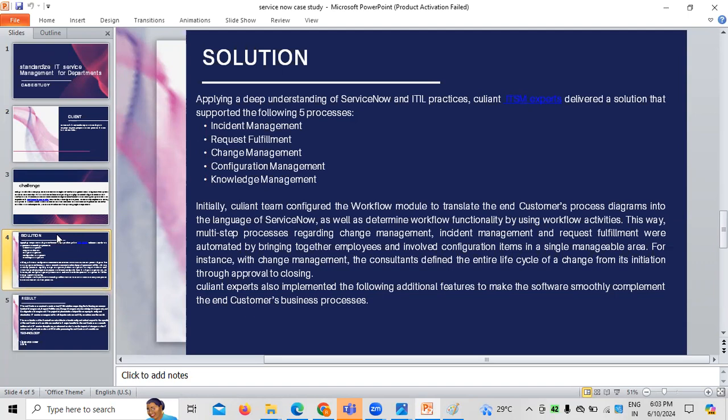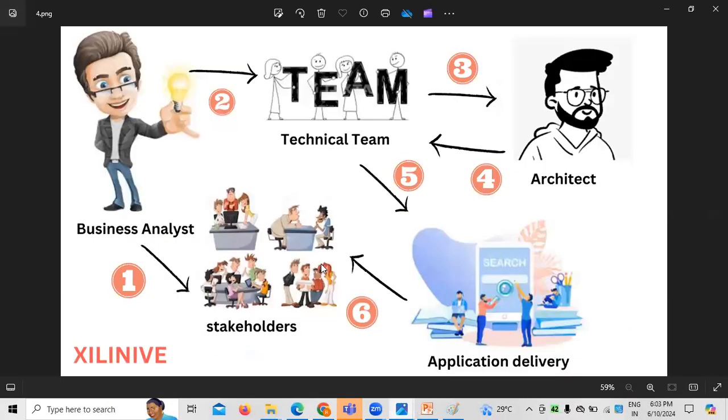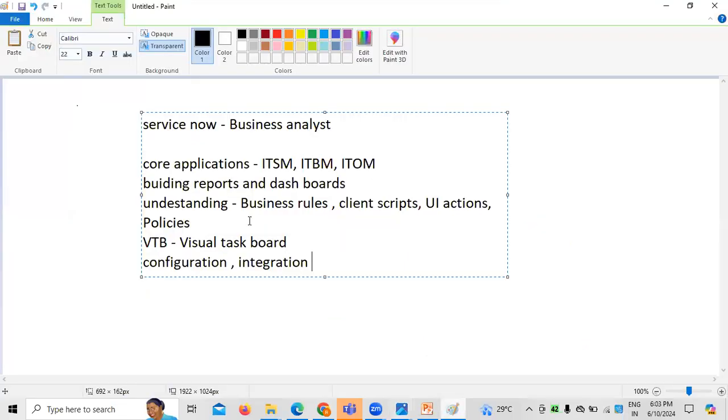This I'm going to explain in the coming days, because the introduction part of BA I have covered. What is a business analyst, why a business analyst, all that I have covered. As a BA, how we are going to do it, followed by the different skill sets a business analyst in ServiceNow has to acquire. This is all something we have discussed.